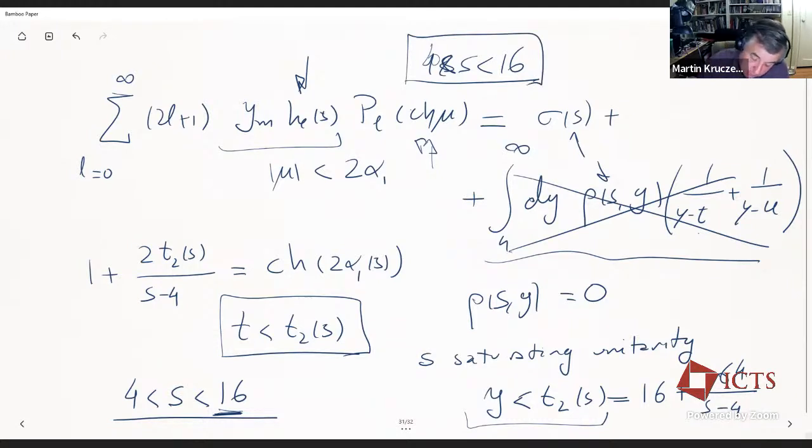But HL of s is an analytic function. If it's 0 in a segment, it's 0 everywhere, and that means that all the partial waves are 0 with L bigger than 2, so this is just sigma of s. But then I will have a scattering amplitude that depends only on s, but that will not satisfy crossing. And so you get that you necessarily have to have particle production, and that's one of the challenges for the Bootstrap.